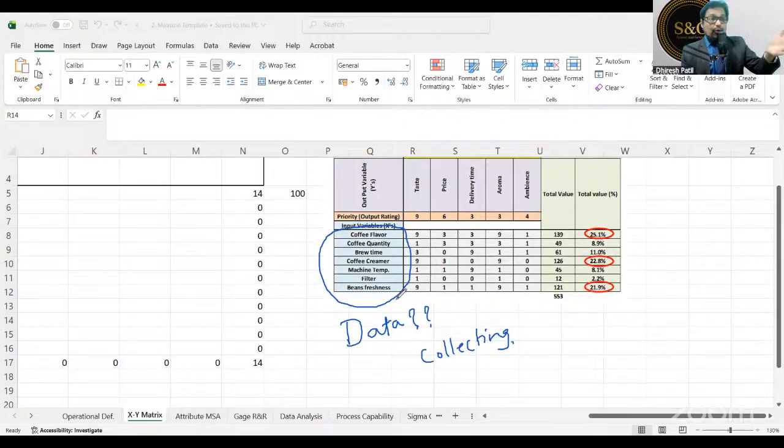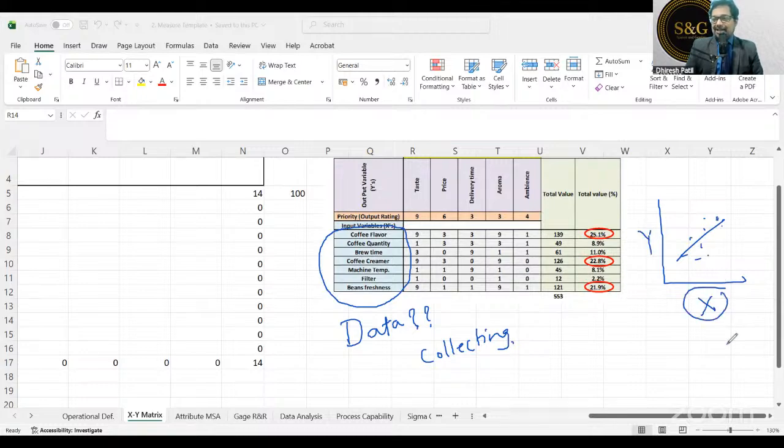Why? Because only then, in the analysis phase, can we do some validation. Let's say, for example, if I have to do regression, I need this data, X and Y. If this X data is not there, then what do we do? We can't do it, right? So better we start collecting in the measure phase itself.